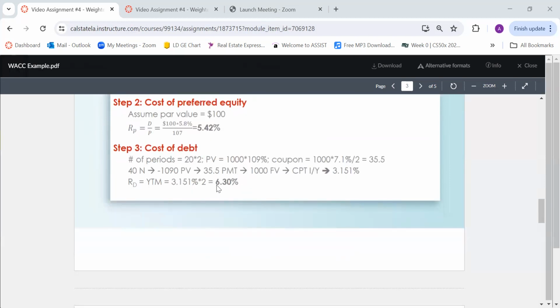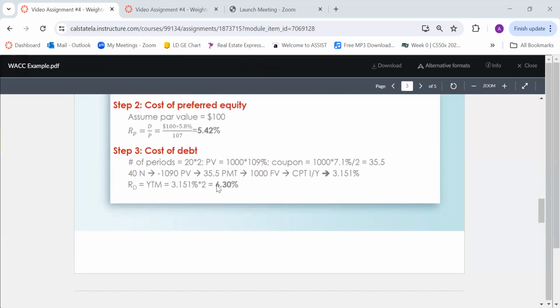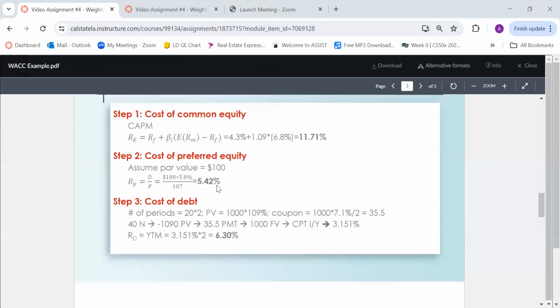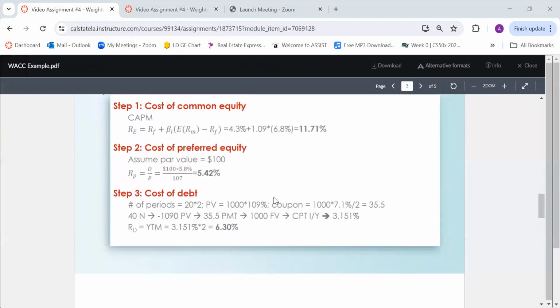The next is to calculate the cost of debt. We were given all the information that we needed in the equation. So here again we have the number of periods is 20 multiplied by 2, PV is 1,000 multiplied by 109%, coupon of 1,000 multiplied by 7.1%, and then divided by 2, we're going to get 35.5. And then we're going to go ahead and input that into our calculator.